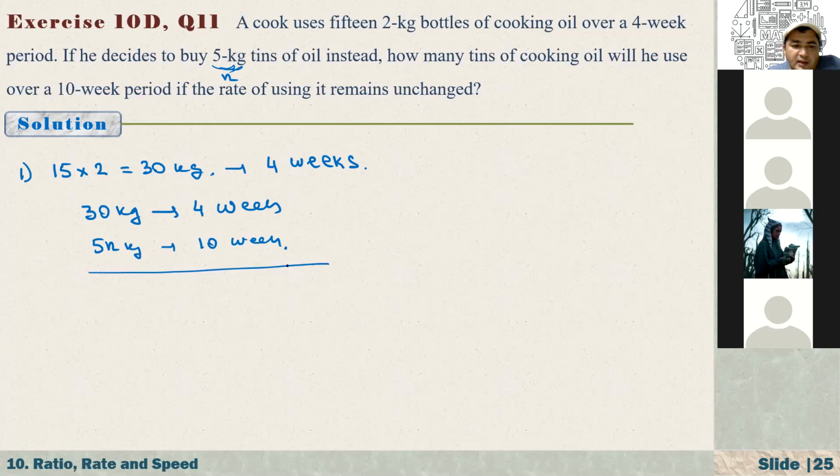Now from here, we need to find n. If we cross multiply, 10 times 30, that is 300, is equal to 4 times 5n, and that is 20n. Now from here, n is equal to 300 over 20, which is equal to 15. So we need to buy 15 such tins of oil, right? So that will be enough for 10 weeks. So the answer is 15 tins. Each is 5 kg.